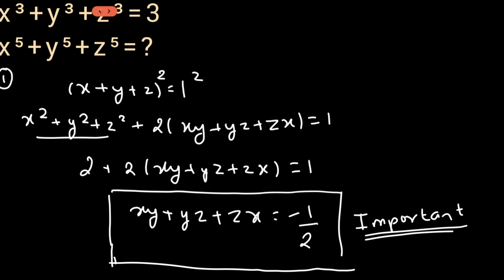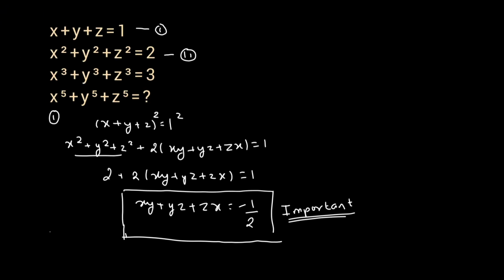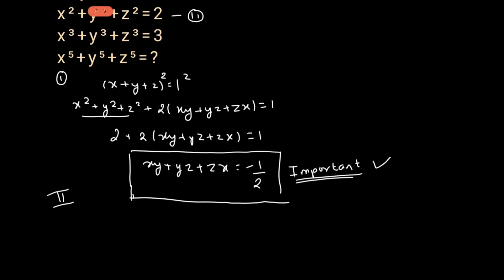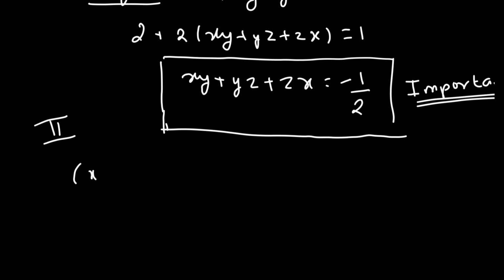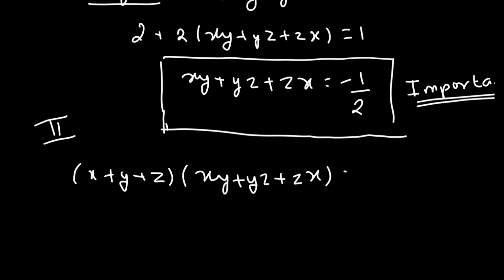Okay, so what we did in our first step is that we found the value of xy plus yz plus zx, and that was equal to negative 1 by 2. So now let us see the second step in which we will multiply our important equation with equation number 1. So let us do that over here. The left hand side of the first equation is x plus y plus z multiplied with the left hand side of our important equation, that is xy plus yz plus zx, and this is equal to 1 multiplied by negative 1 upon 2. This is the RHS of the first equation, and this is the RHS of our important equation.